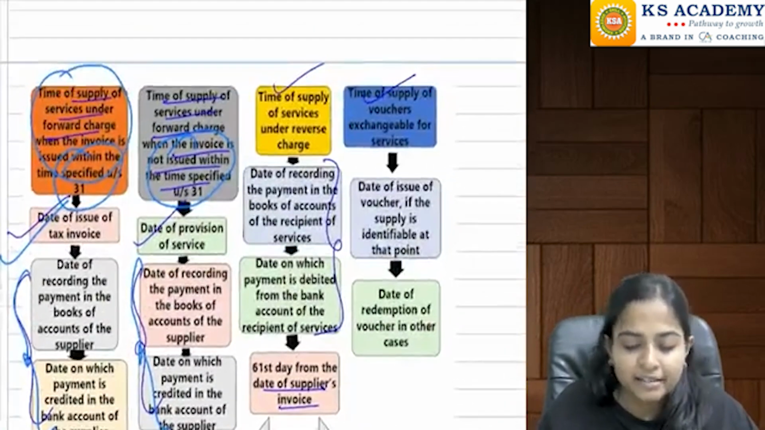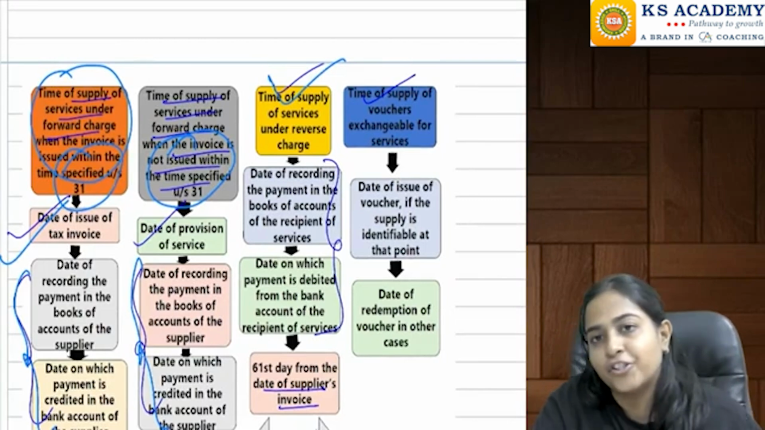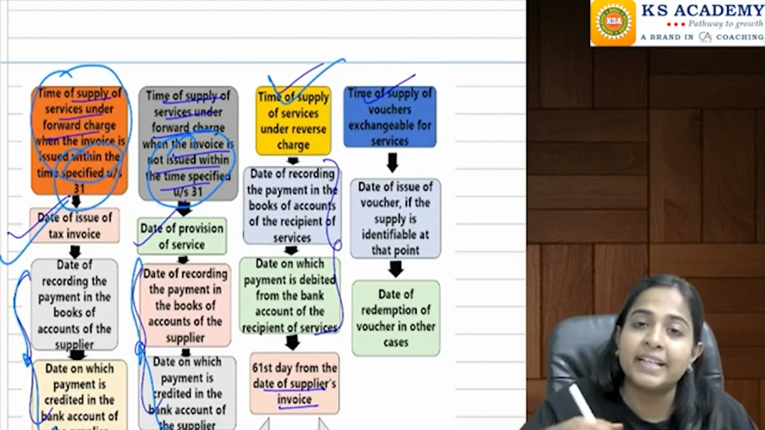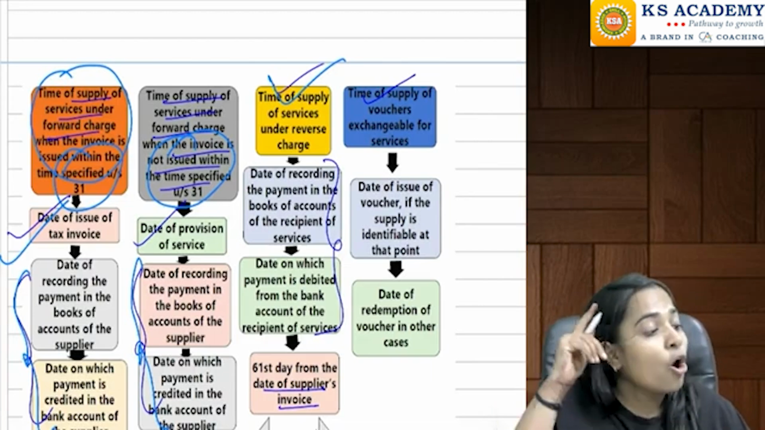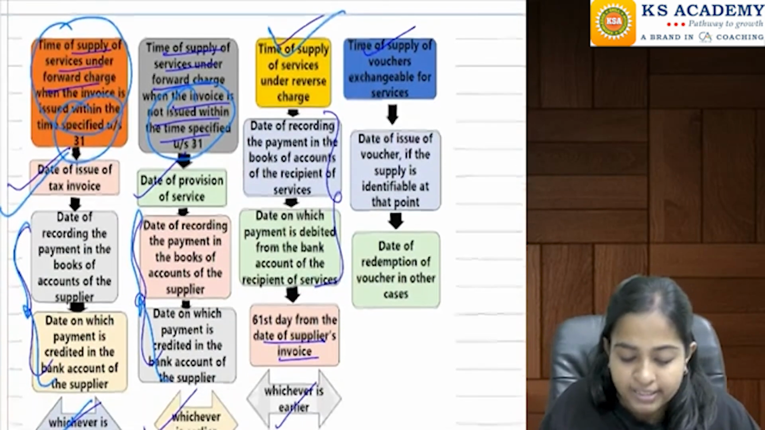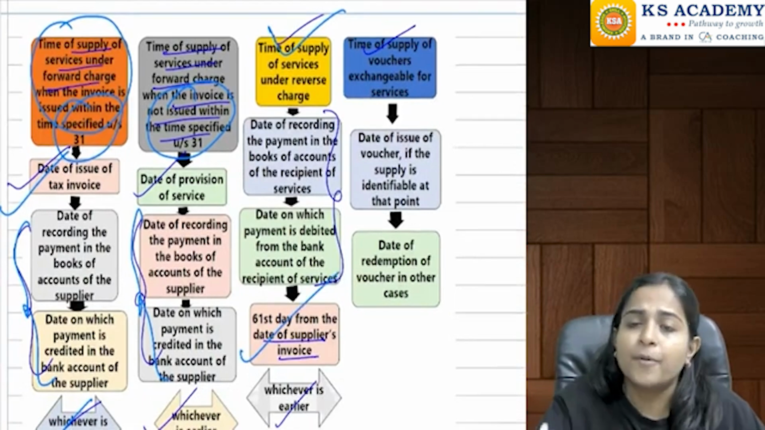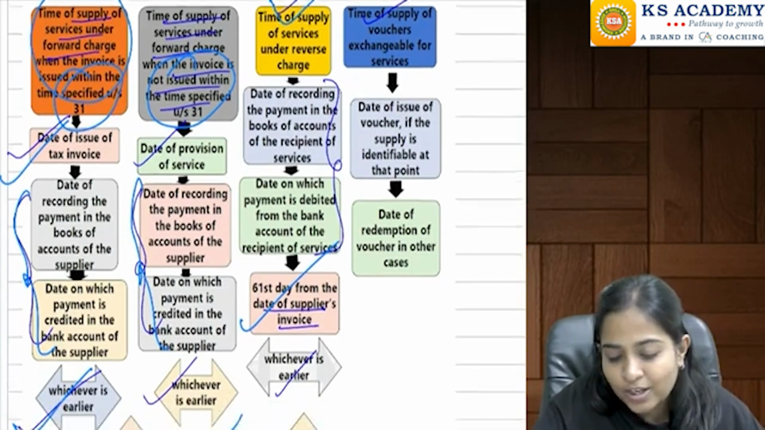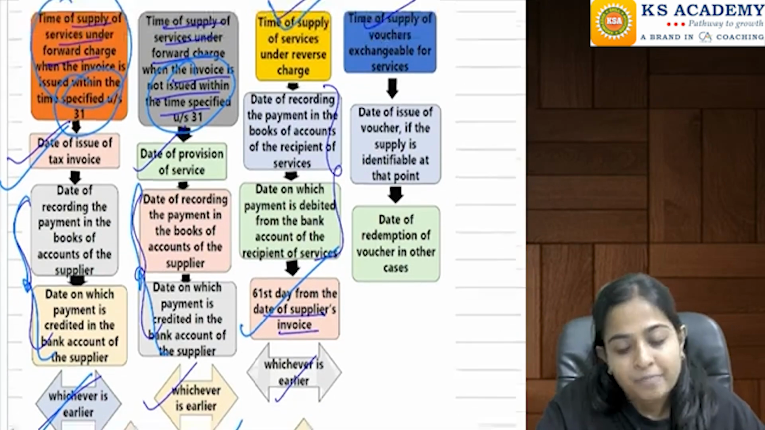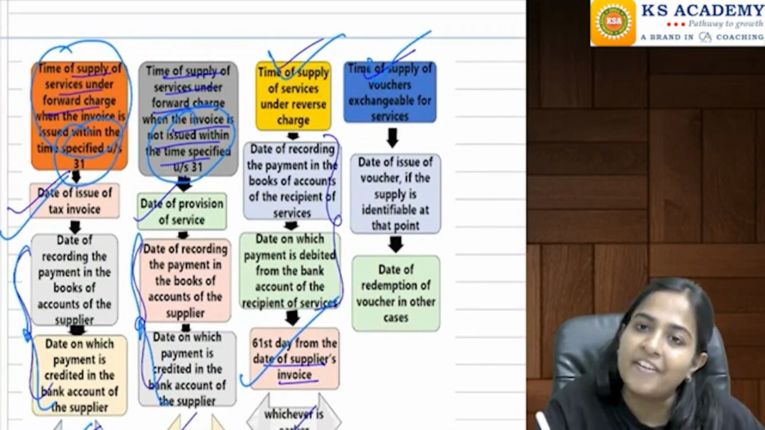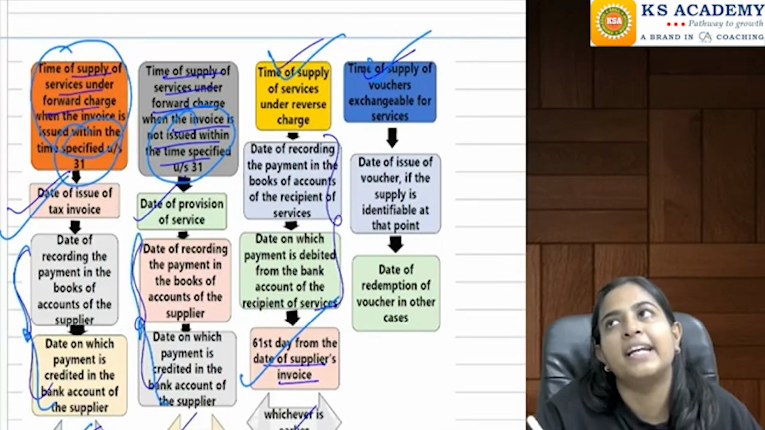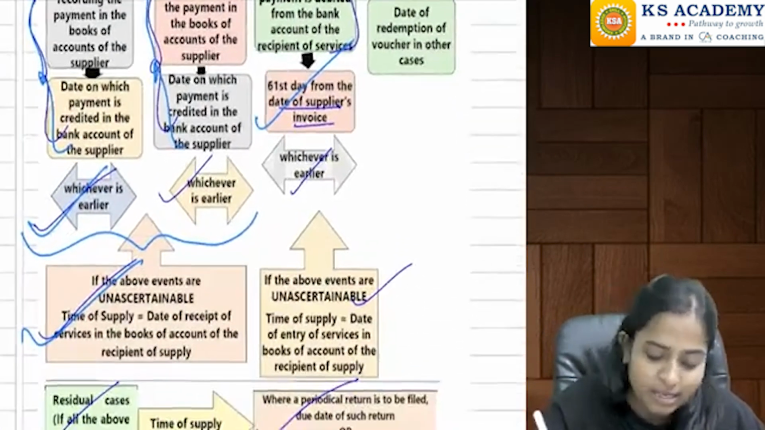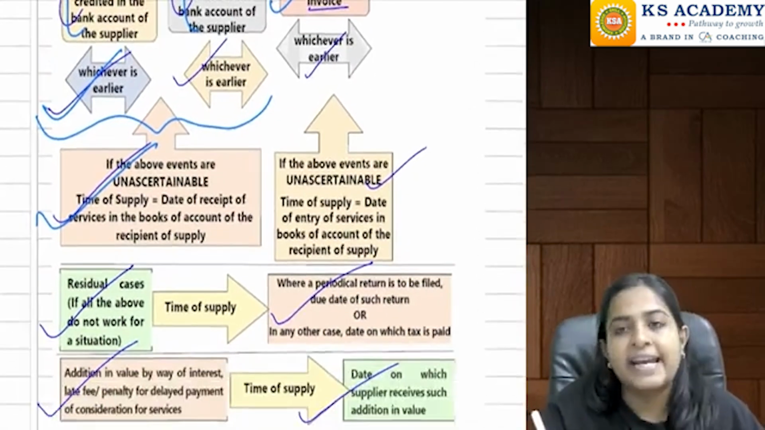Then next one, time of supply of services under reverse charge, except for associated enterprises. In that case, the time of supply will be the date of payment from the point of view of the recipient or the 61st day from the date of issue of the supplier's invoice, out of these two, whichever is earlier. And the next one, vouchers, you already know: if identifiable, the date of issue of voucher. If not identifiable, then the date of redemption of voucher. That was the same. Then any other case, residual case.